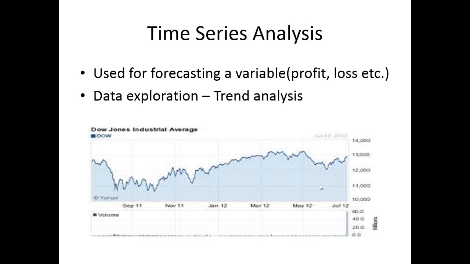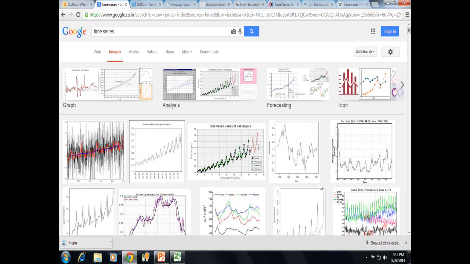How is time series analysis different from regression analysis? We have dependent and independent variables over there, but here in time series analysis we just have one variable. We analyze the pattern and then extrapolate it. It's a single variable analysis, or a univariate analysis, whereas regression is a multivariate analysis.